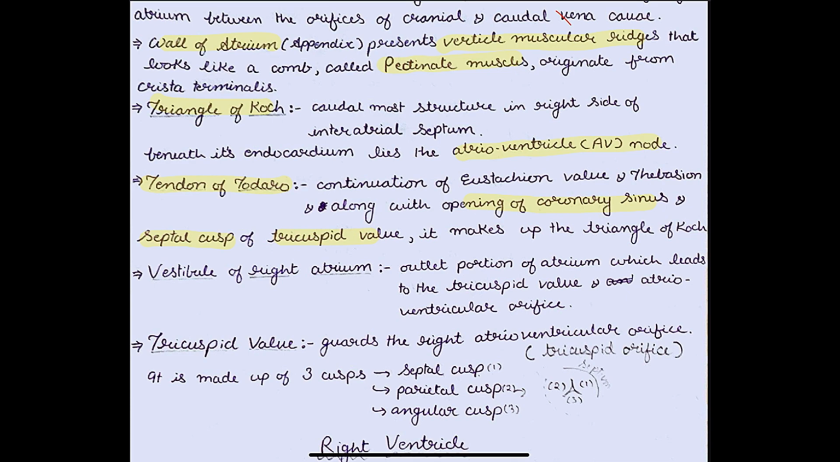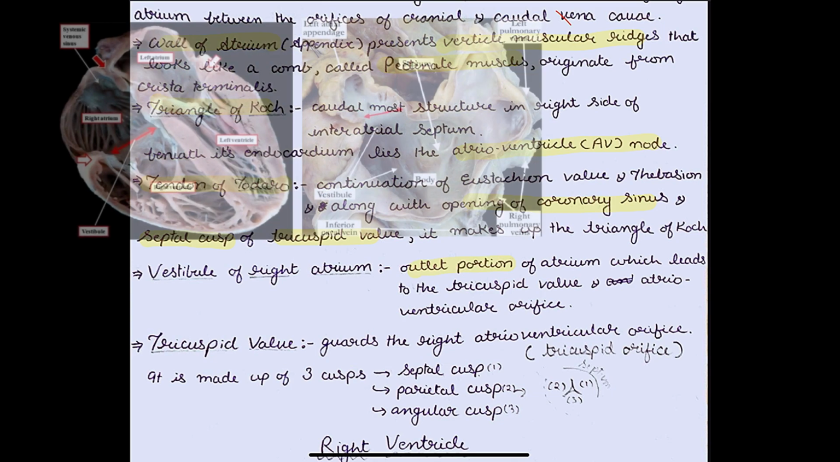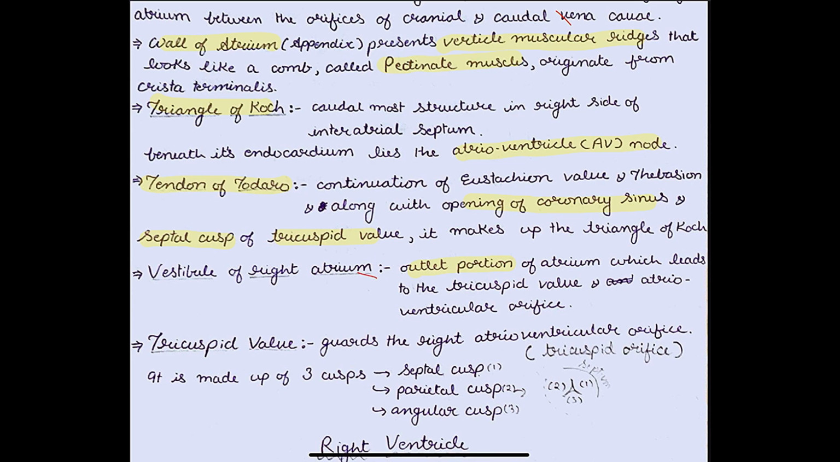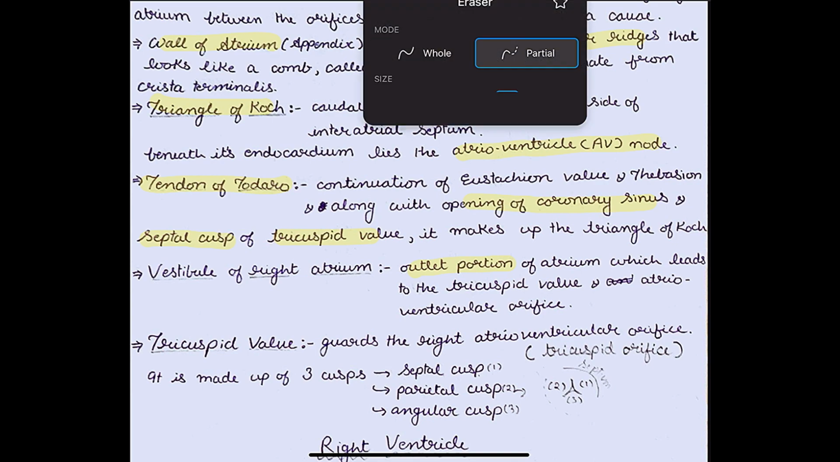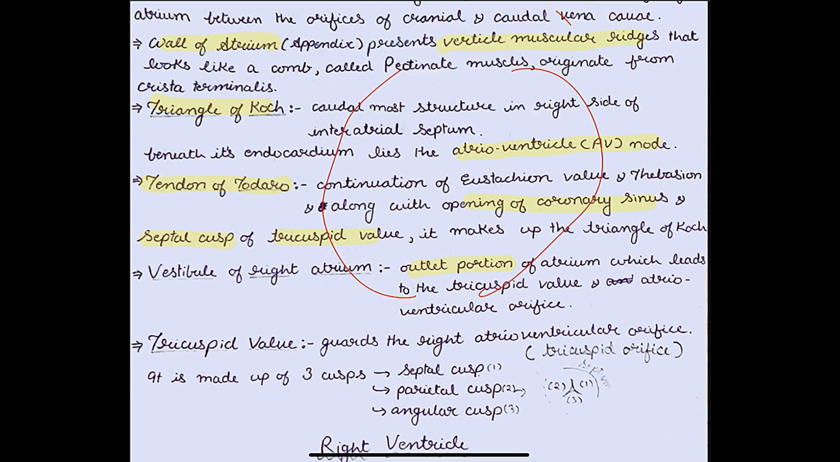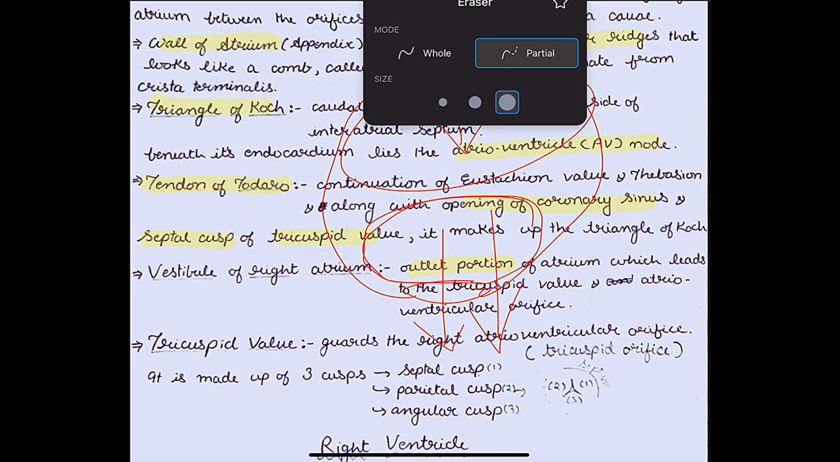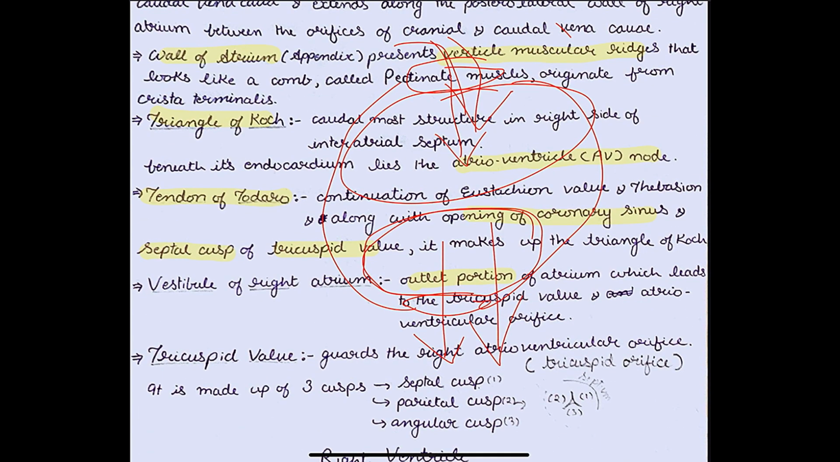Then we have the vestibule of the right atrium. It is the outlet portion of the atrium which will lead to the tricuspid valve. The receiving portion of the atrium is called the sinus venarum. Suppose this is a pipe, like this. There's one opening here, one opening here. This is the opening for the veins which we just discussed, so the blood will come like this. This is the receiving pouch, and the other is the supplying pouch which will supply the blood to the ventricle, and this structure is called the vestibule of the right atrium.